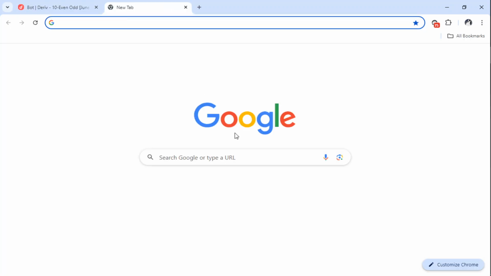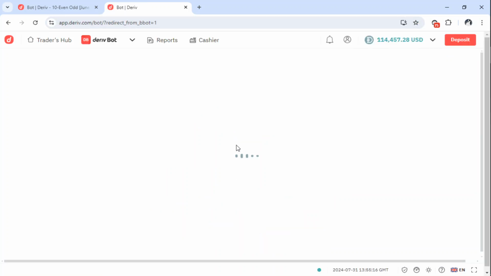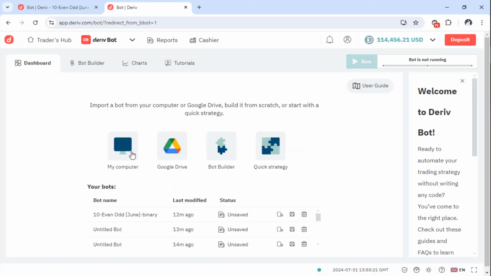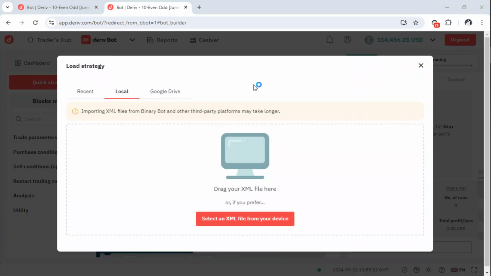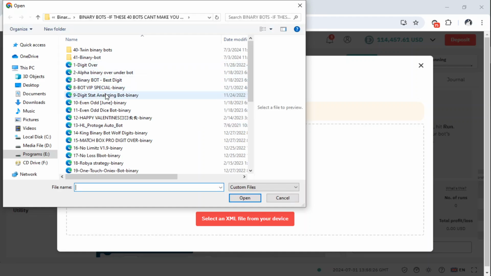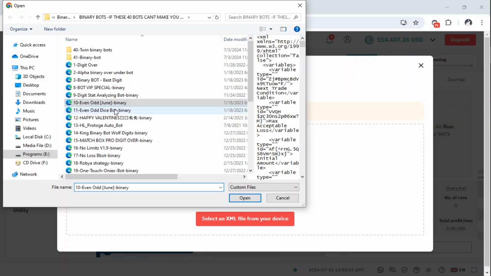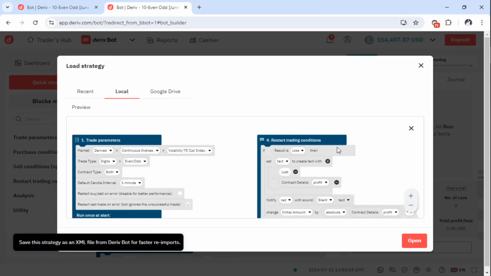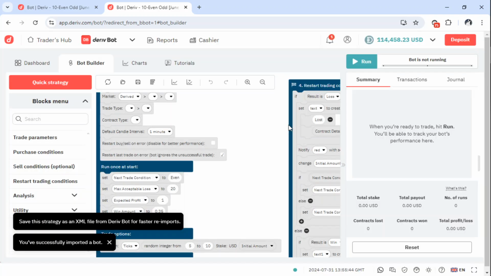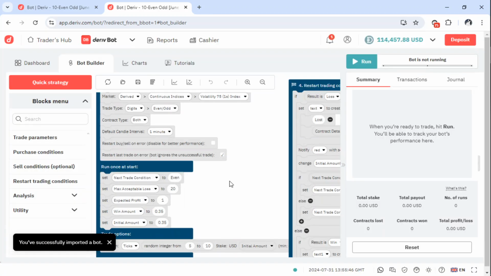So as usual, come to deriv.com. After downloading the bot, the process of downloading the bot is in the description section. So locate the bot after downloading it. Like in this case, we are going to be doing bot number 10, sorry. Download it. Once done, we open it. You have successfully imported the bot.